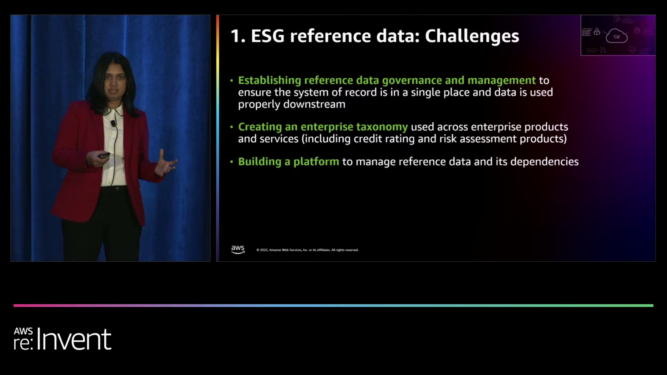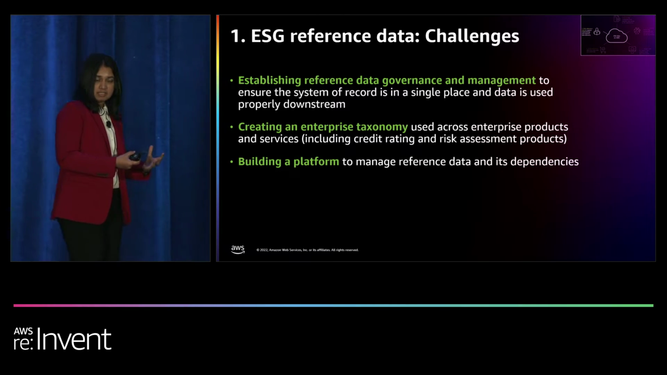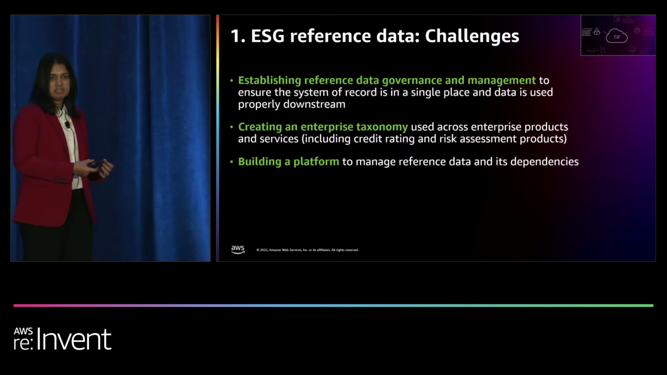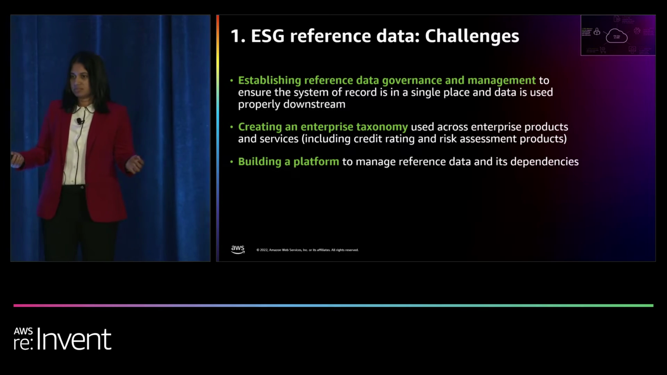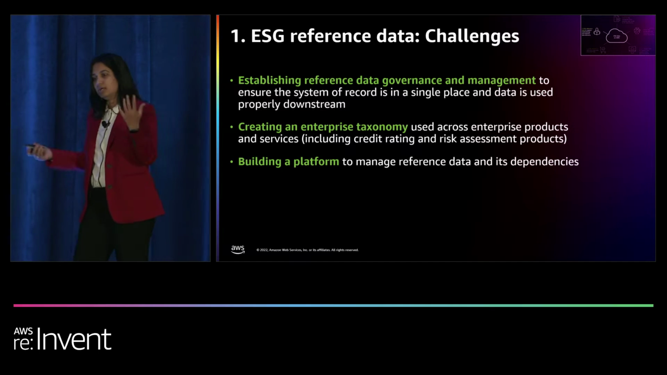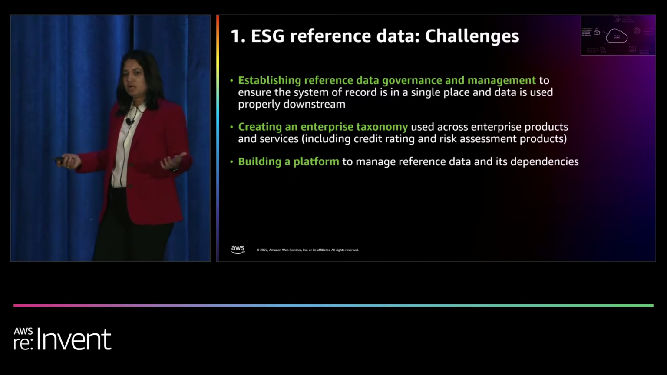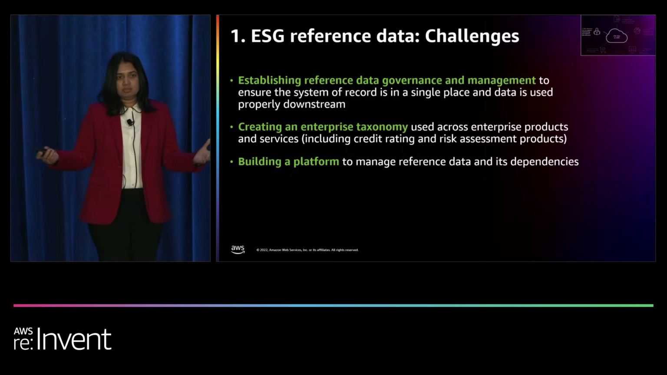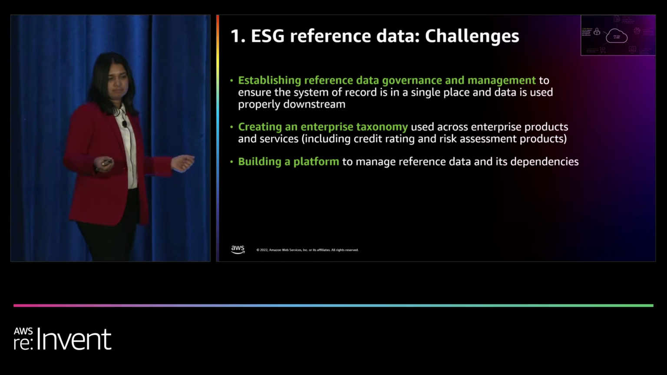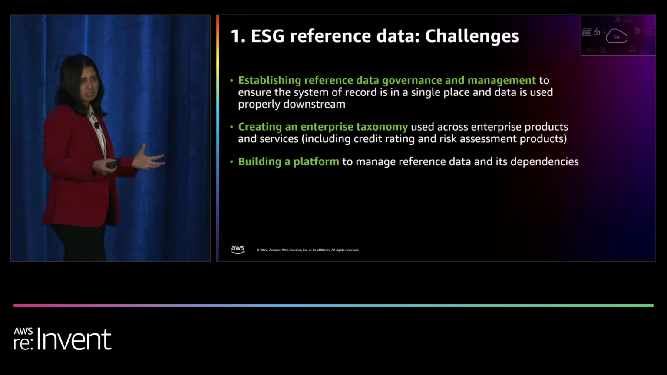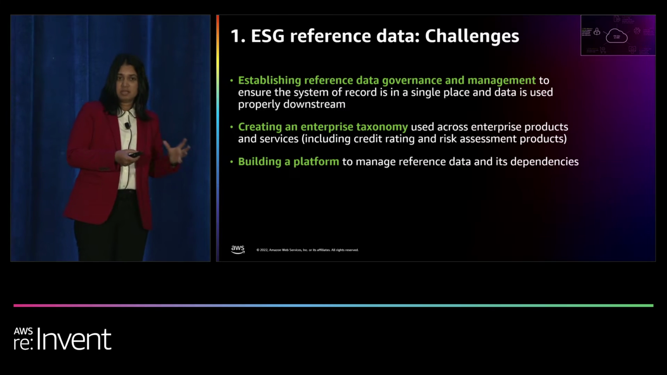When you look at this data, we have learned that it is not just for ESG, but it is an enterprise-level taxonomy used across enterprise products and services. That might include your credit ratings or risk assessment products. You have to have a consistent system of record across your enterprise data sets. So how can this ESG data evolve into core fundamental ESG reference data across an enterprise?